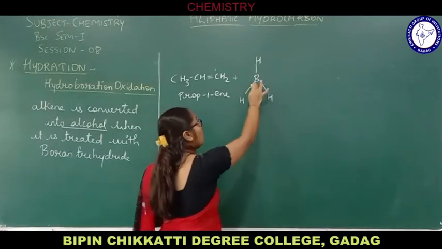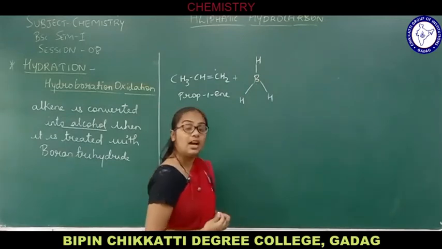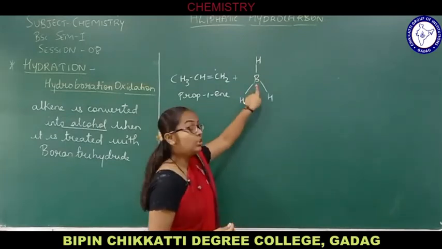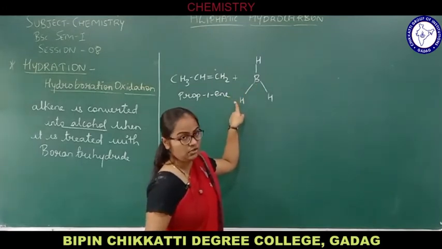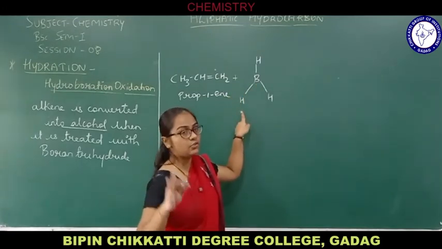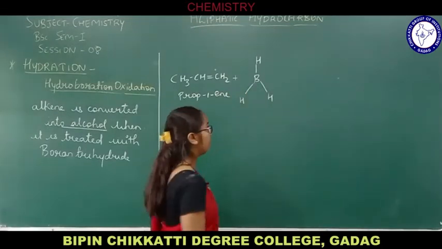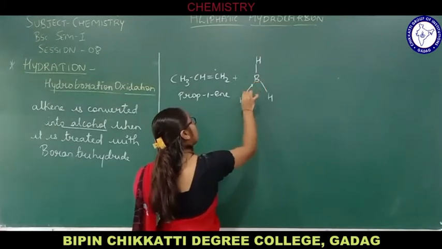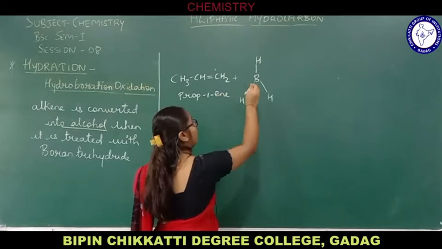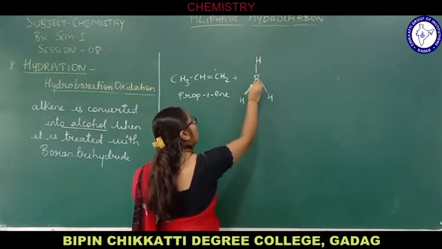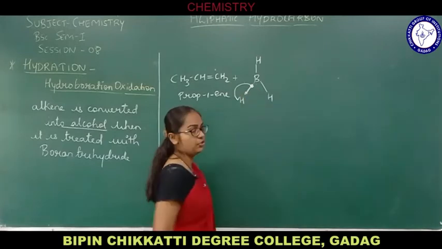Okay, now boron is highly electropositive compared to hydrogen. Boron is an electropositive and hydrogen is an electronegative species. So with hydrogen being electronegative and boron being electropositive, of the two electrons present in this bond, one electron of boron will get donated towards the hydrogen.